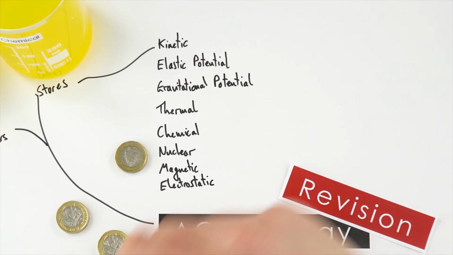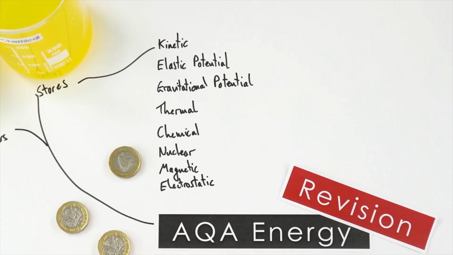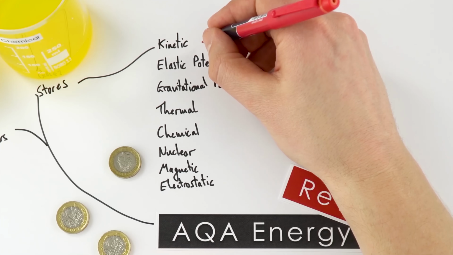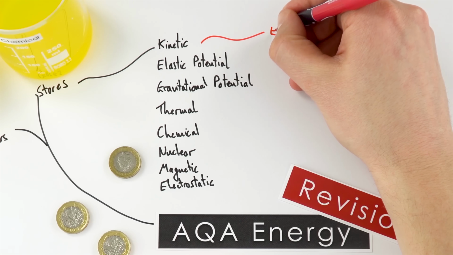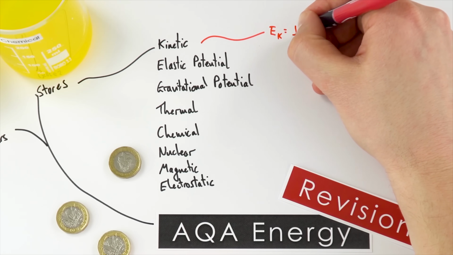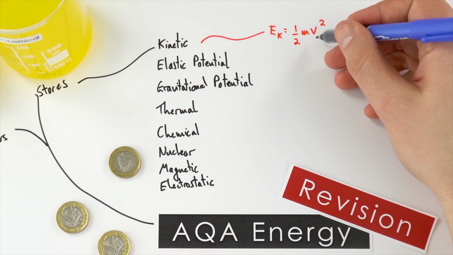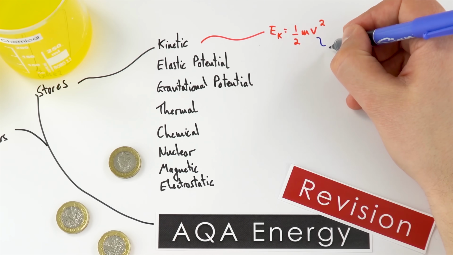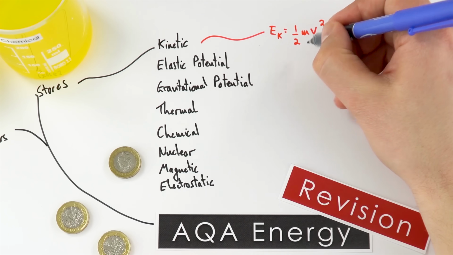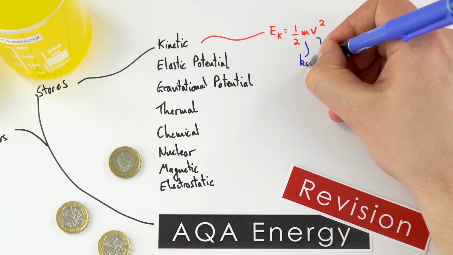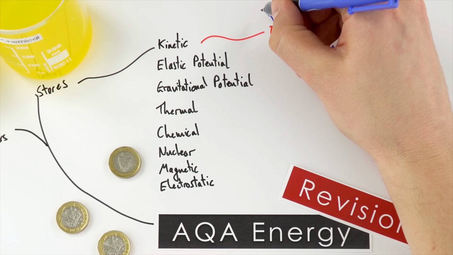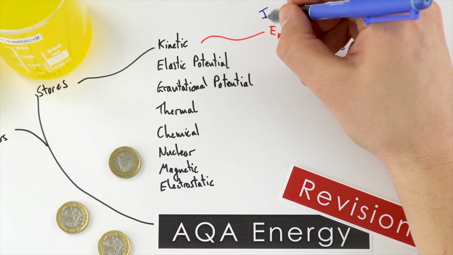Now, what we can do with energy is actually work things out. If we wanted to work out the kinetic energy, for example, the kinetic energy is equal to a half mv squared, where the v here stands for the speed of the object, and that's measured in metres per second. We should always measure our mass in kilograms, and then this means that the unit for energy is the joule.